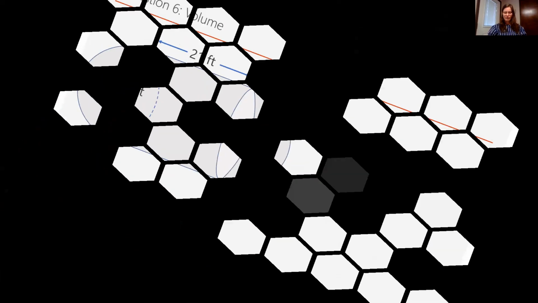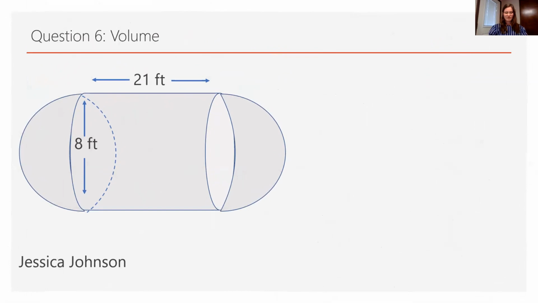Now let's find the volume of this capsule. To find the volume of the capsule, we're going to use the formula of volume equals 4/3 pi radius cubed plus pi radius squared times height. Again, R is radius and H is the length of the capsule, or our height. All that is left to do is plug in our values and solve.